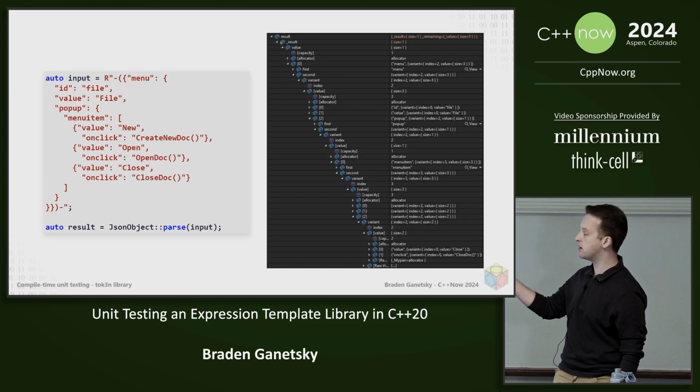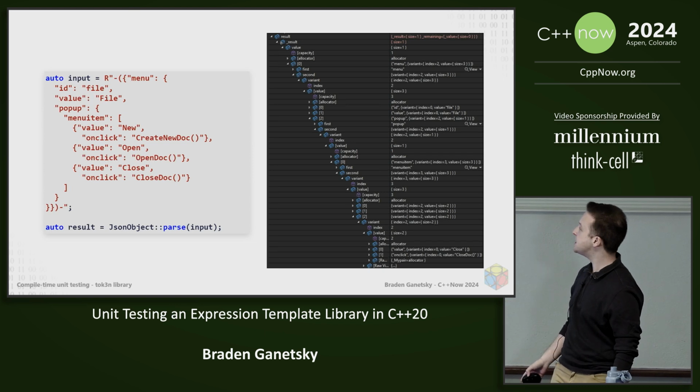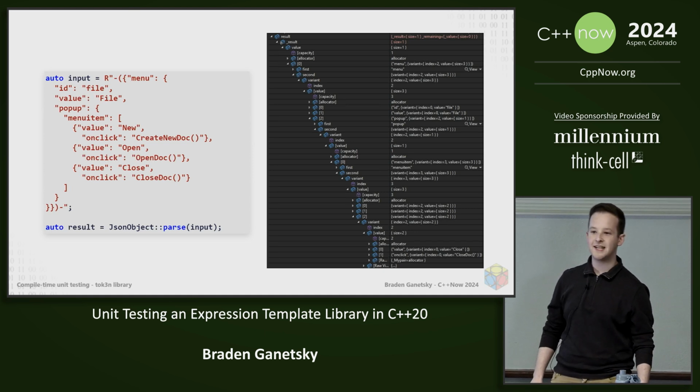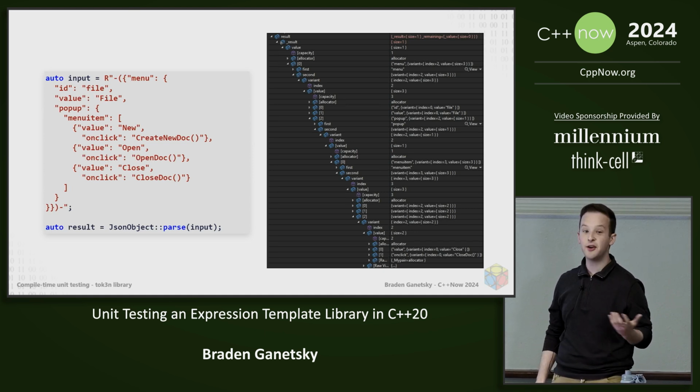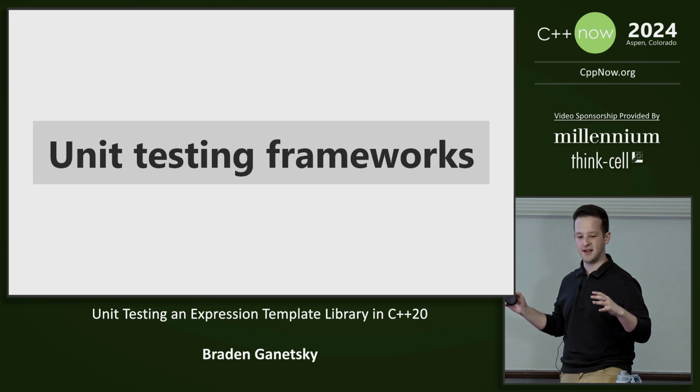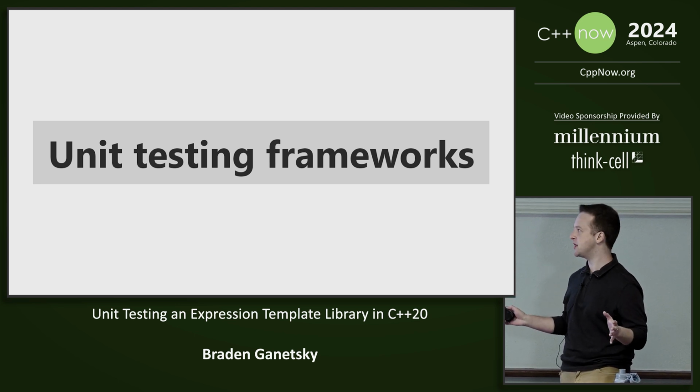So I take this example string from json.org, and if you squint your eyes, you might see that this is the Visual Studio debugger that actually does properly parse this string right here. So that's my library. Now I'm going to test it because I want to make sure that it works. I can tell you that it works all I want, but I need to actually prove it. So I'm going to go through some unit testing frameworks. That'll be the bulk of this presentation.